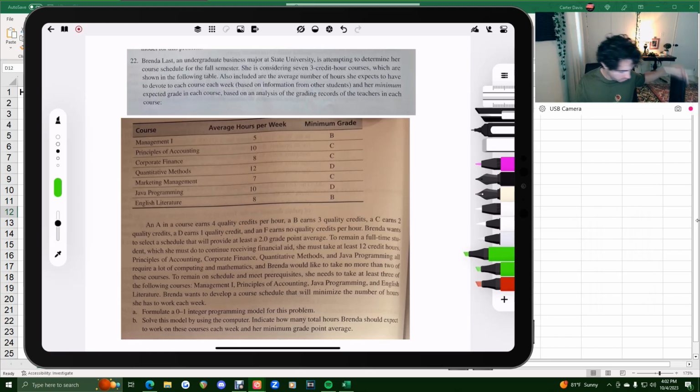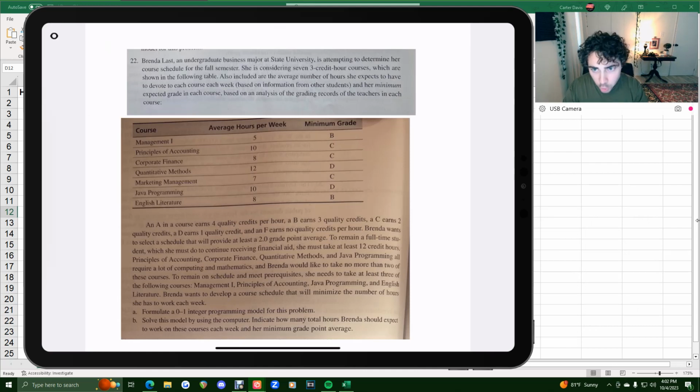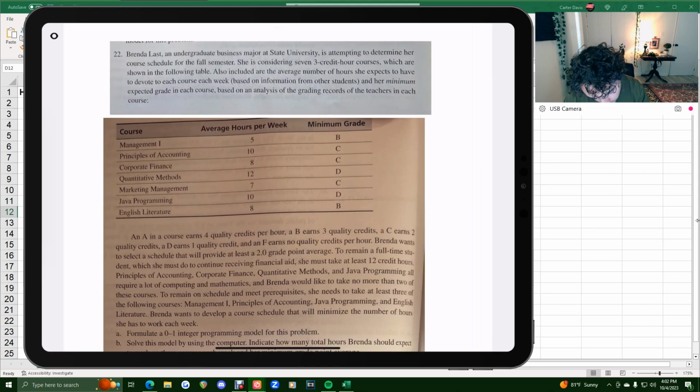Okie dokie. In this video, we're looking at Chapter 5, homework problem number 22. Let's scan through it and talk through what we know. Brenda Last, undergraduate business major, is attempting to determine her course schedule for the fall semester. She is considering 7 different 3-credit hour courses, which are shown.